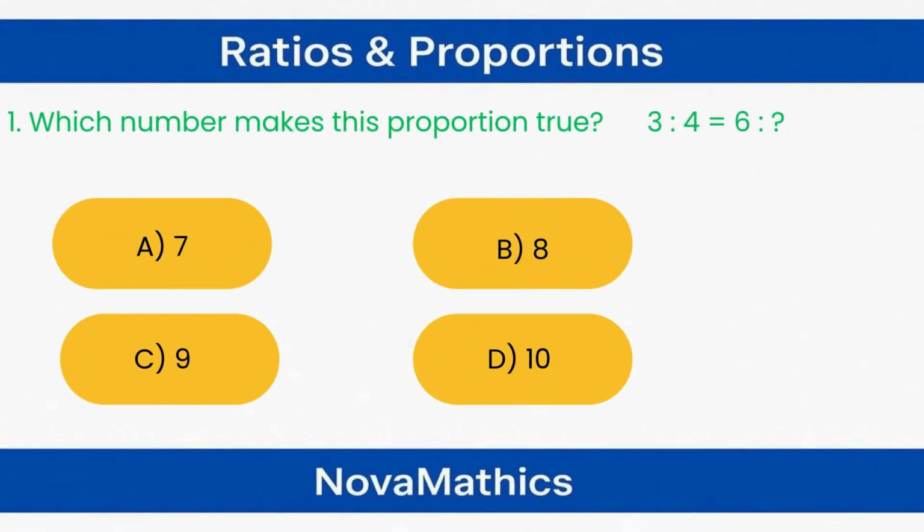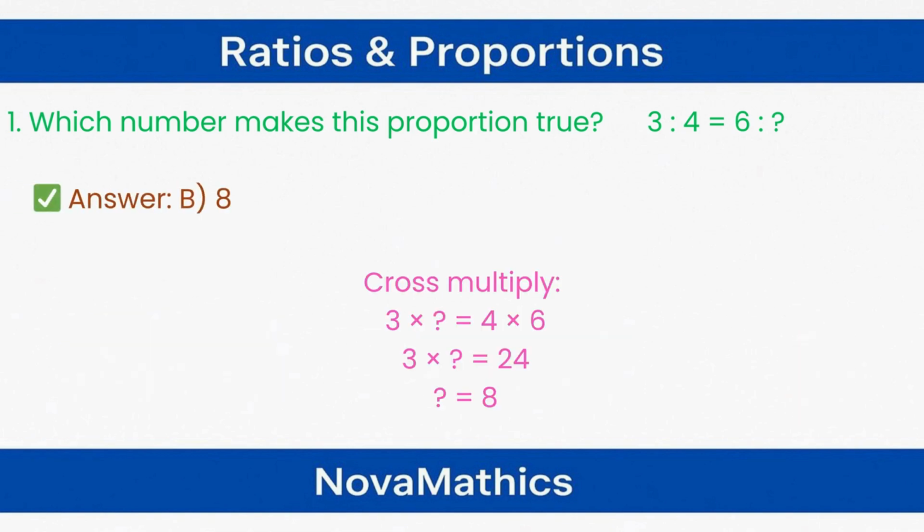1. Which number makes this proportion true? Correct answer is 8. 3 times what equals 4 times 6? That's 24. So x is 8.